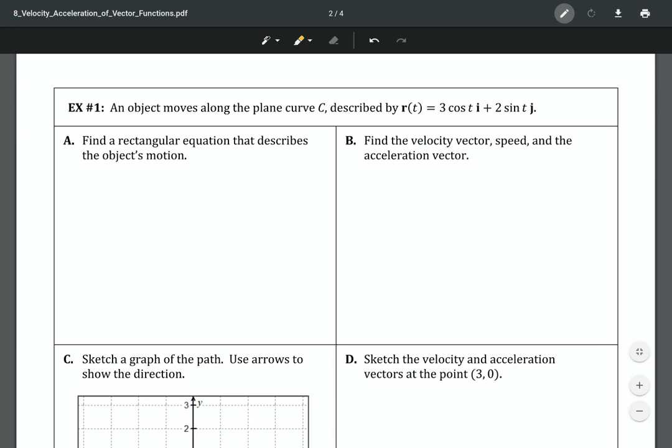So let's take a look. In example 1, an object moves along the plane curve C described by the following function. Mostly in calculus AB, we normally tend to deal with stuff in one direction. But when we're trying to find the rectangular equation that describes the object's motion, just like we've done before with a parametric equation, we know that this is the x component and this is the y component. So I can write that x is equal to 3 cosine of t, and y is equal to 2 sine of t. Then in order to write this as a rectangular equation, like I've done in the past, I can square both sides. I can square the x, I can square the y.